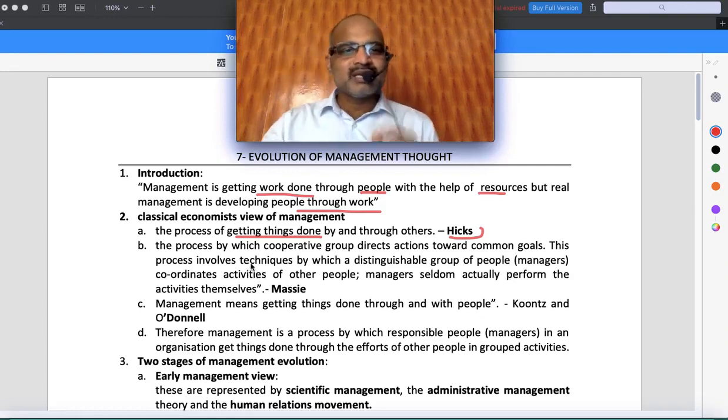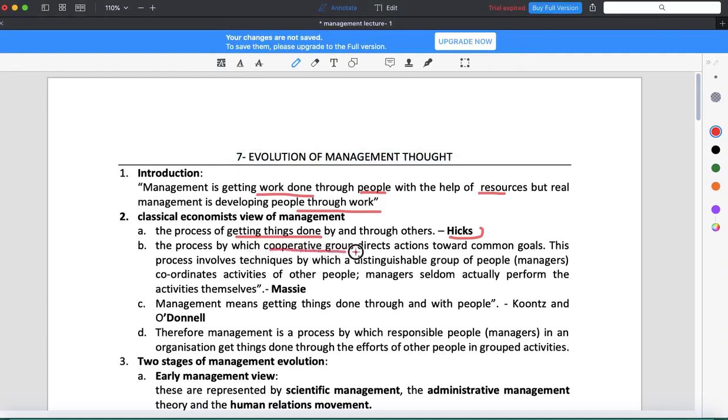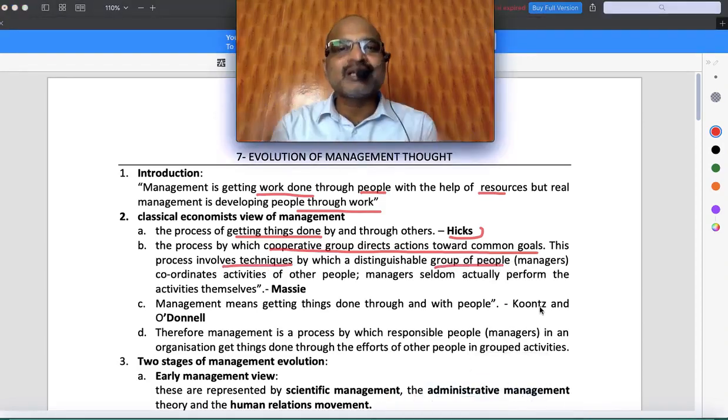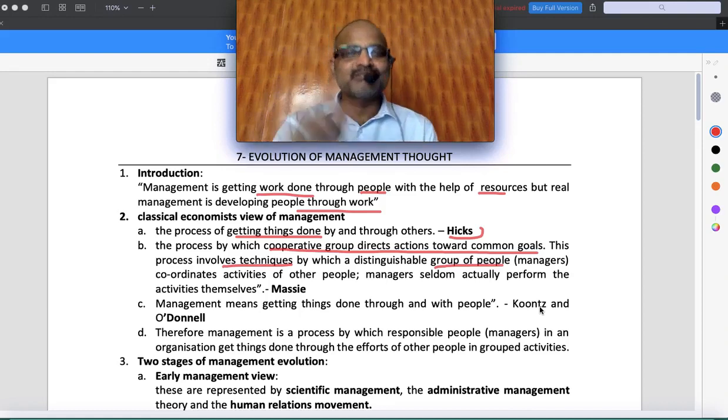Next one, it is a process in which a cooperative group directs actions towards common goals. It involves techniques, and it involves a group of managers. Understood? So basically it says management is a coordinated activity. I want to tell you this second point in one simple phrase: management is a coordinated activity.